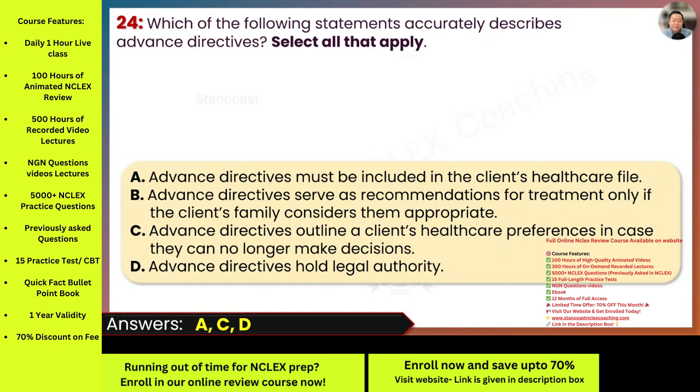Now, why is letter B incorrect here? It states advance directives serve as recommendations for treatment only if the client's family considers them appropriate. Well, take note that the advance directives belong to the patient, not to the family, and family members cannot override what the patient has legally decided. And if the document is valid and legally executed, the healthcare providers must follow that, regardless of the family's opinions.